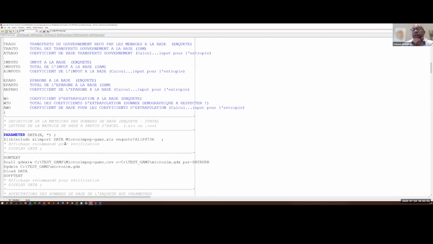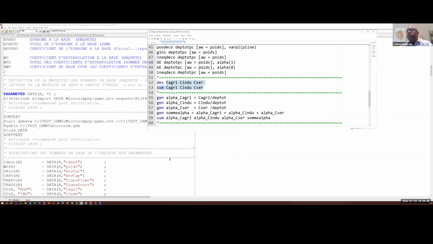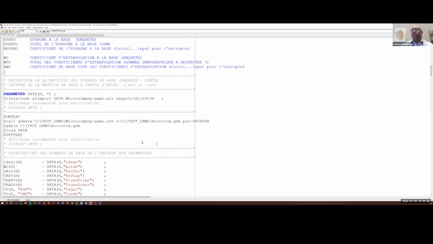Now, on continue. This is the definition of parameters. Now, here, we have to import the data from Stata. If you look here, in Stata, we have to export. After the job, what we have to do in Stata, in our survey, we have to export data to GAMS. It's exactly what we do here.